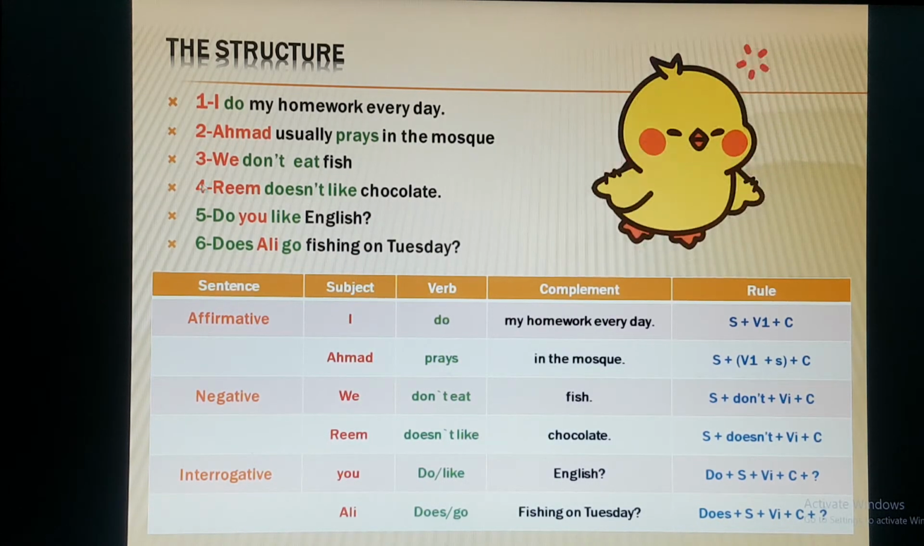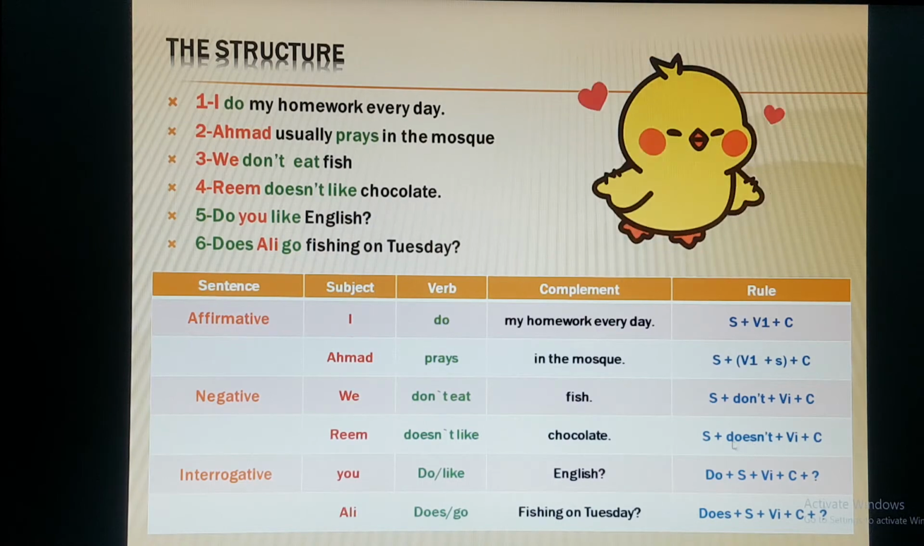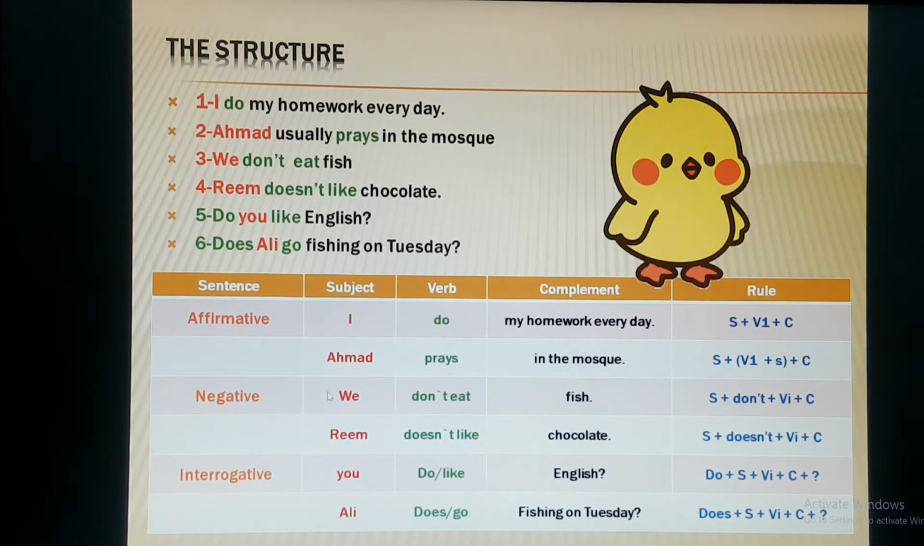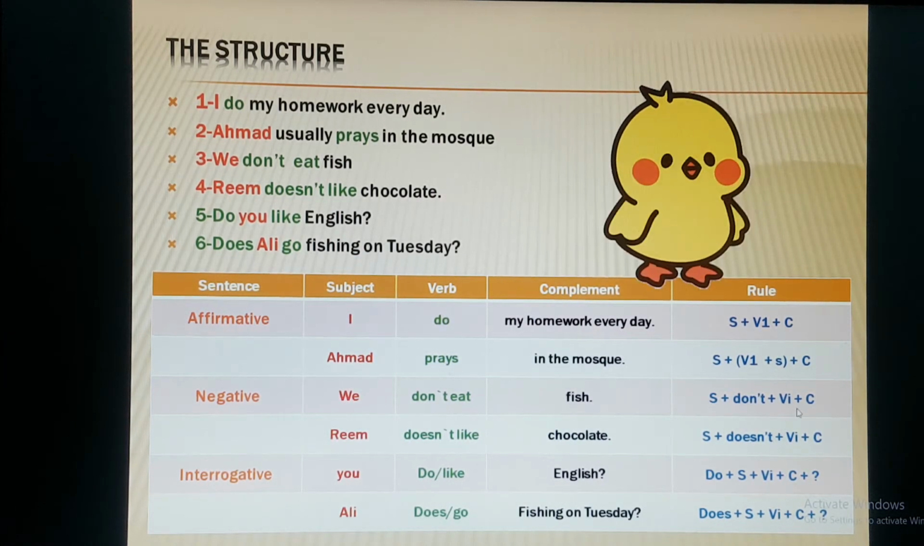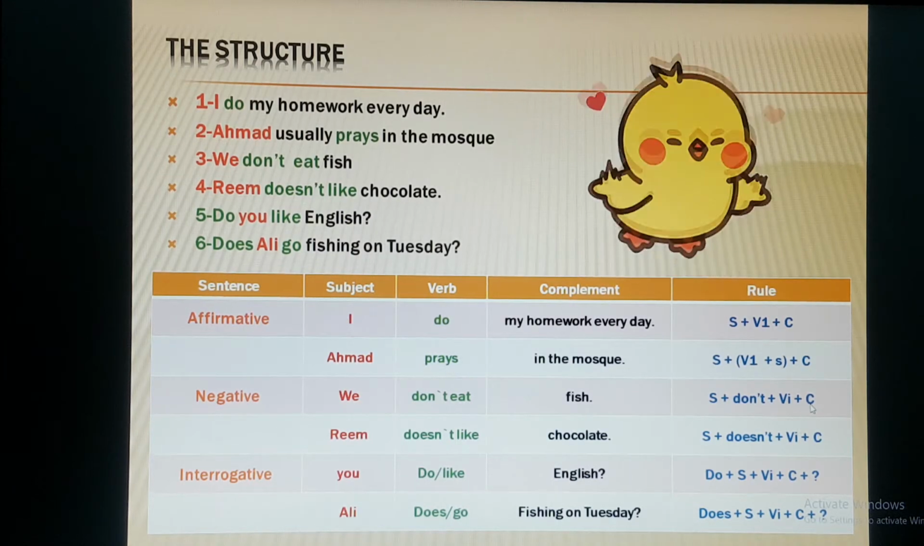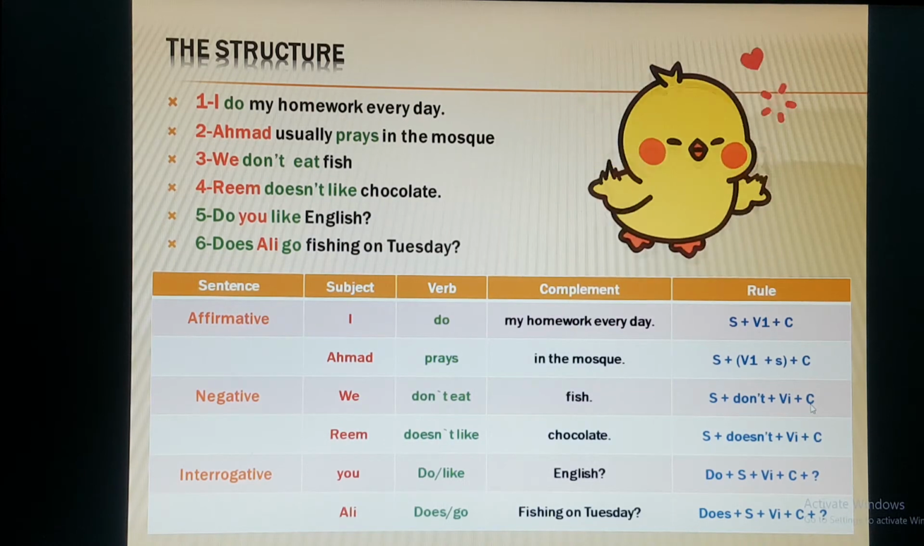Let's go to sentence 4. Reem doesn't like chocolate. Here we used doesn't، استخدمنا doesn't مش don't. ليش؟ برضو according to the subject، على حسب الفاعل. Some subjects take don't, some subjects take doesn't. وبعد don't وبعد doesn't دائما نحط verb infinitive. إذا in the negative form the main rule: subject plus don't or doesn't plus verb infinitive plus complement.